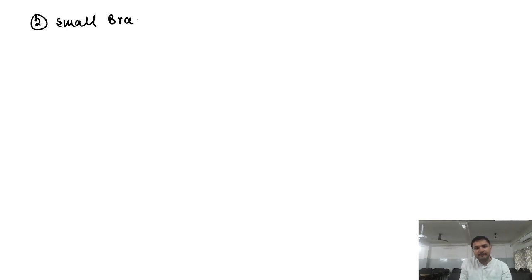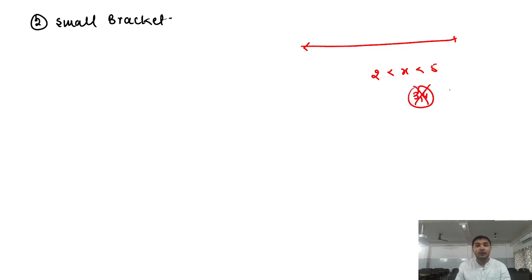Small bracket, okay. Now you people will be helping me out. Let's say we are having this number line. If I'm telling x is greater than 2 and less than 5, what are the possible x values? 3, 4, that's it? No, actually we'll be having infinite x values satisfying it: 2.1, 2.2, 2.3, right?